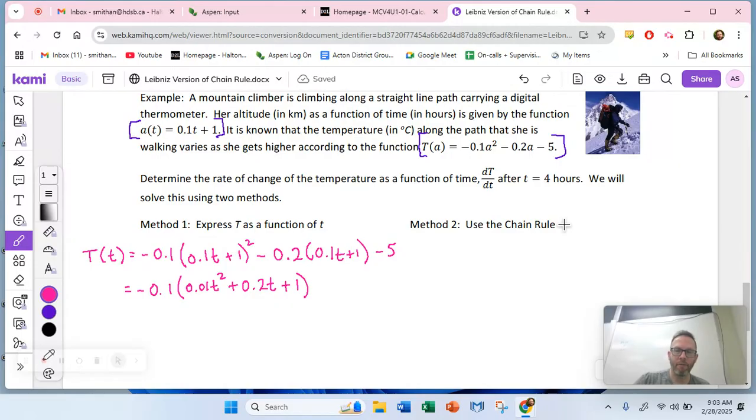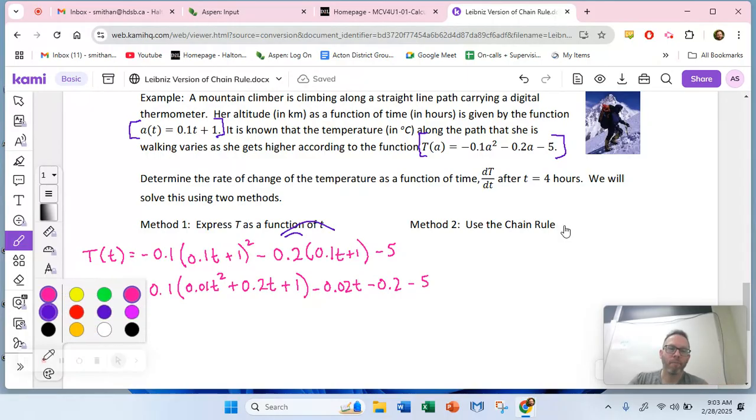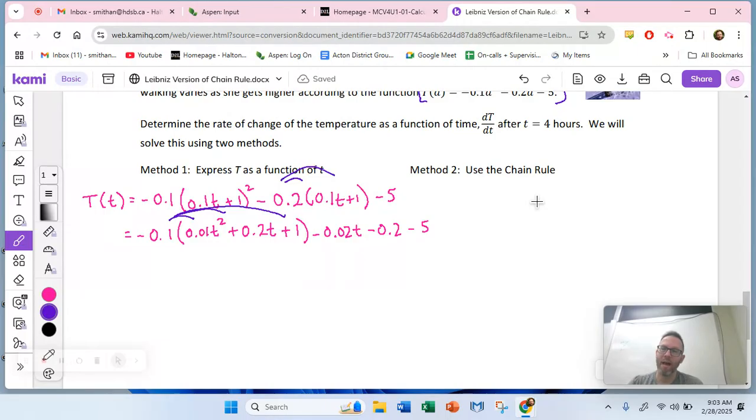And then we have minus 0.02 t, just using the distributive law here. And then minus 2 times 1, minus 0.2, and minus 5. One more distributive law, and then we can collect all the like terms together. And then we're just going to have a nice, tidy little quadratic function to find the derivative of.